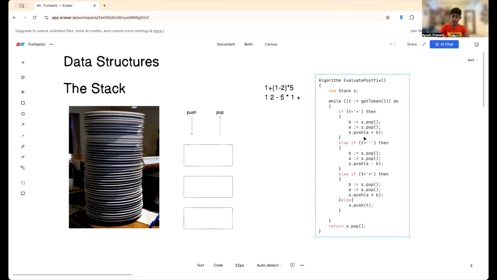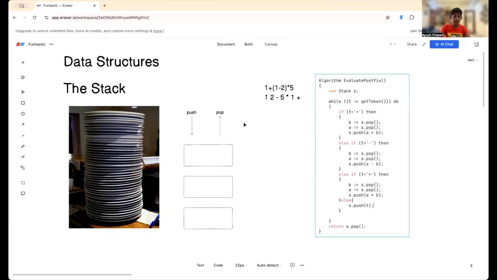So here's the process. We take t as the next token from getToken, and we encase this in a while loop. If t is false or doesn't exist, then we skip this whole loop and we return the top result of the stack. Let's say we get a new symbol. Then what to do with it? If the symbol is not a plus sign, a minus sign, or a times sign, then it must be a number. Our symbol is a number, so we simply push the number onto the stack, S.push(t), where t is a number.